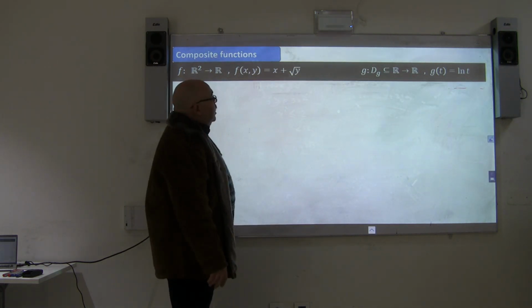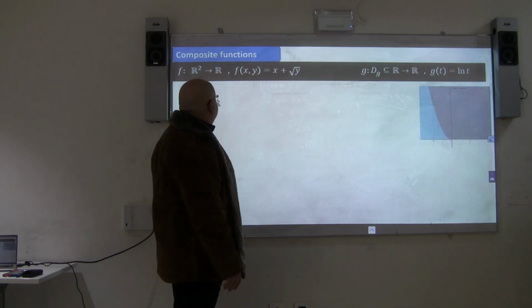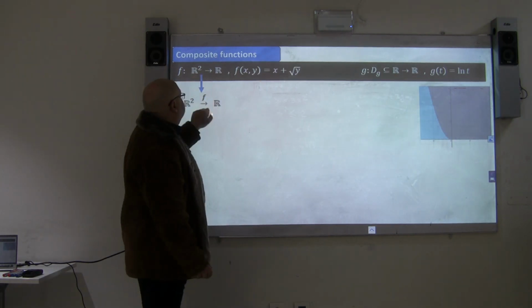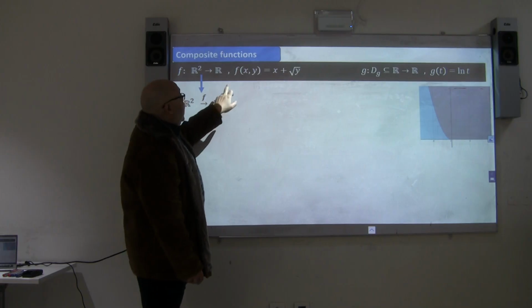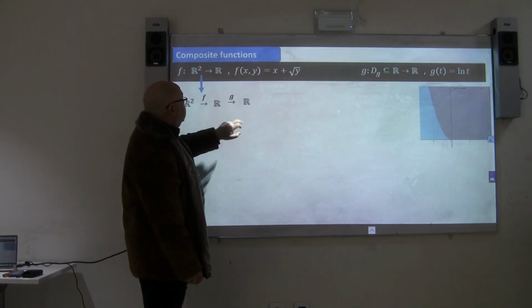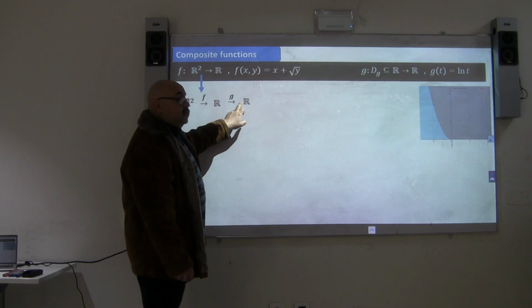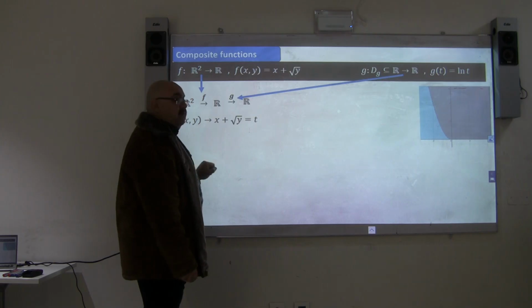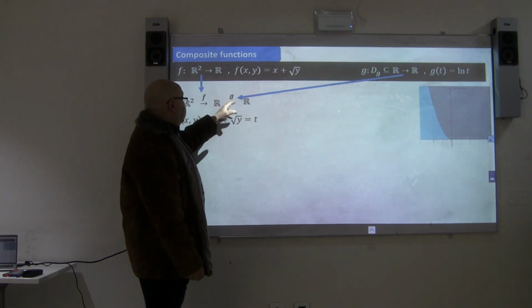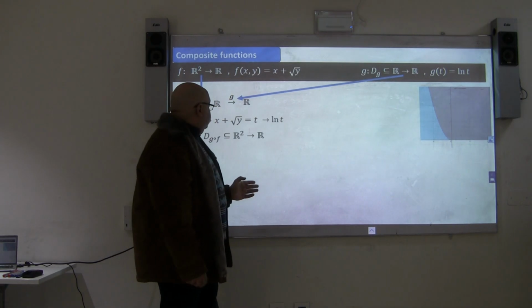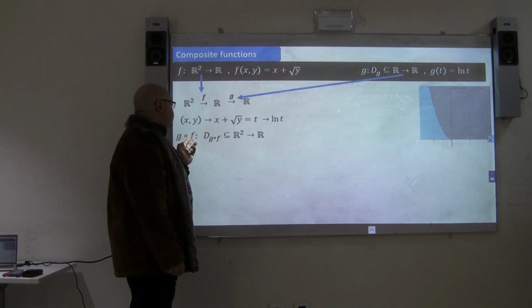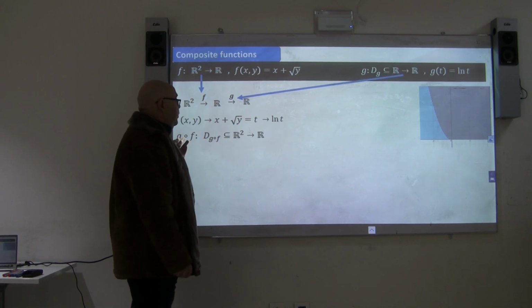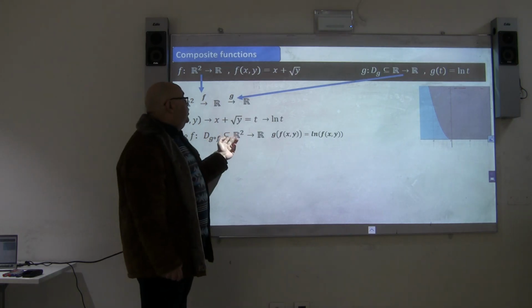Let's see. If I want to get G composite F, this function is from R2 into R, and G is from R into R. So I can get G as a composite of F, but I can't get the inverse. If I want to get G as a composite, all I have to do is the following. G composite F means the range of F is going to be the domain of G. So I have to do this check.